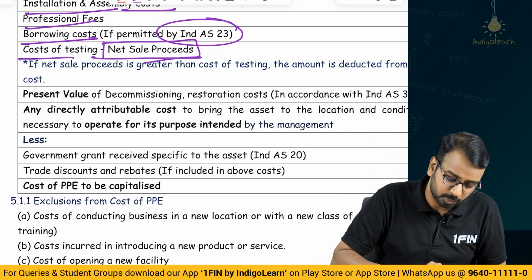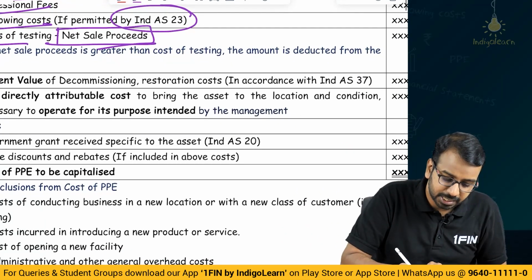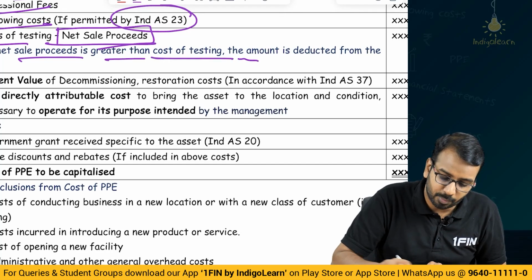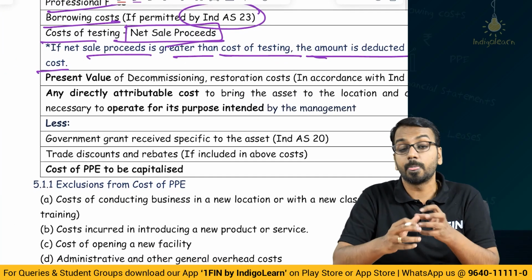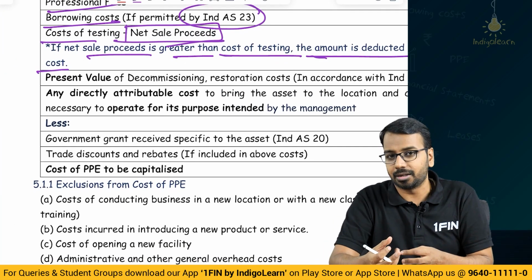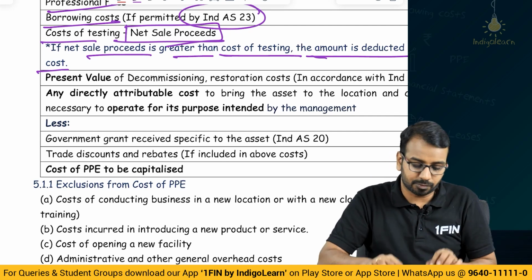Now here one thing you have to keep in mind is, if net sale proceeds is greater than the cost of testing, the amount is deducted from the cost. So if the sale proceeds are greater, then you will treat it as a reduction from the cost.